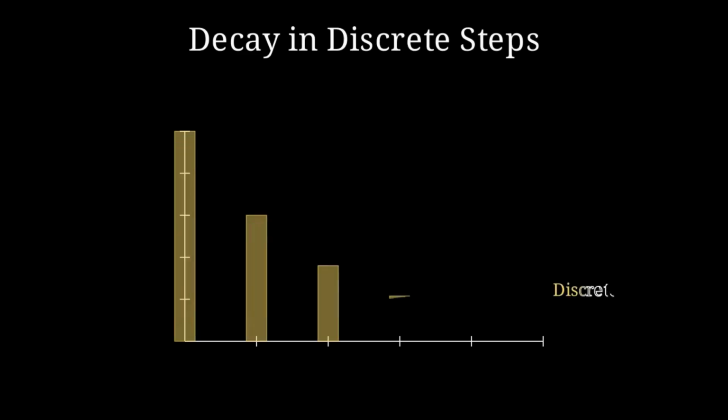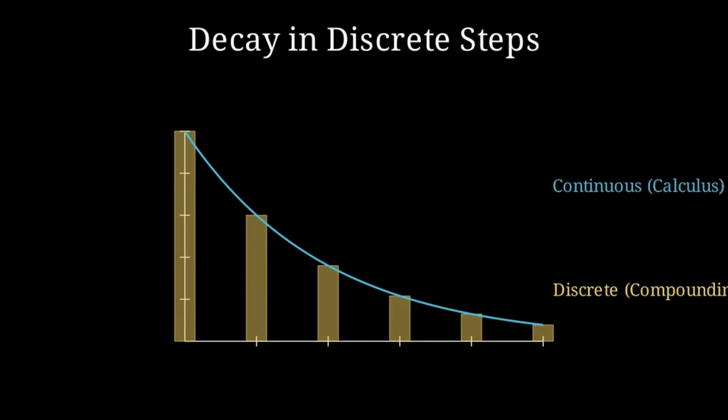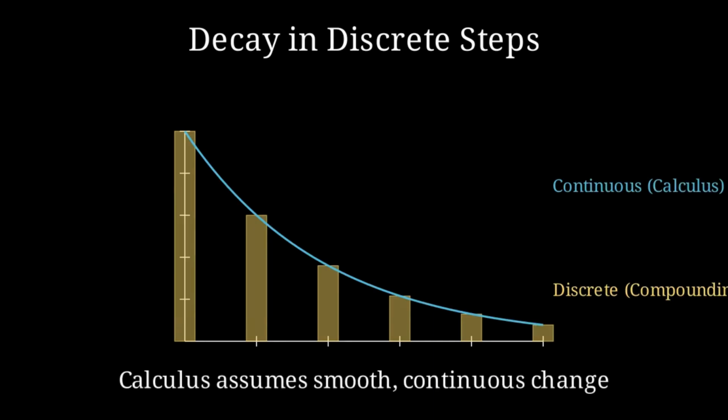One edge case to consider is when the data is discrete rather than continuous. While calculus assumes a smooth, unbroken curve, real-world data like population counts are whole numbers. However, when the numbers are large enough, the continuous exponential model provides an incredibly accurate approximation for these discrete steps.